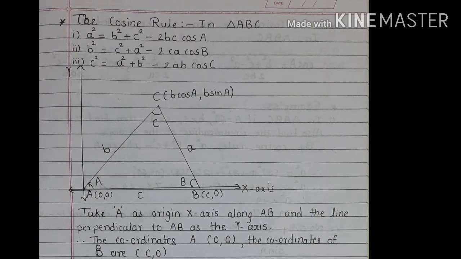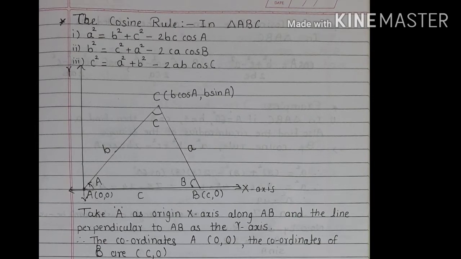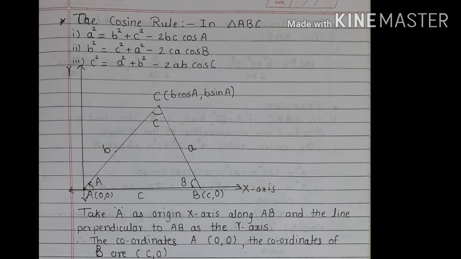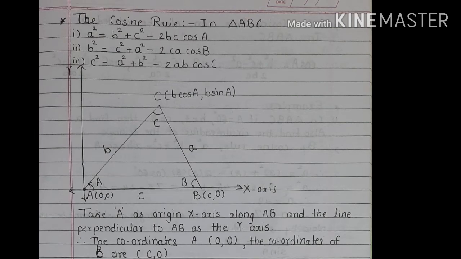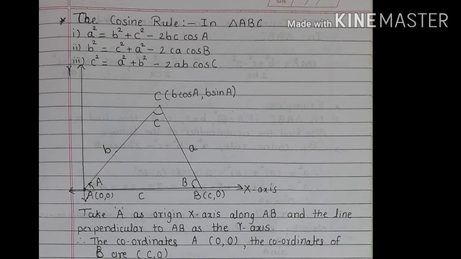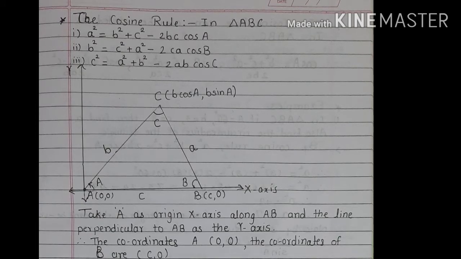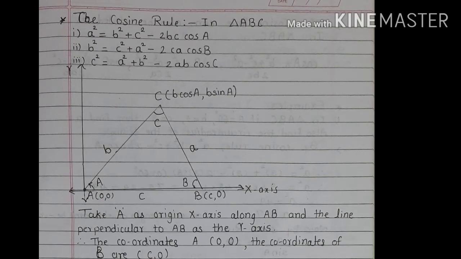Take A as origin, x-axis along AB, and the line perpendicular to AB as y-axis as shown in the figure. As A is origin, its coordinates are 0, 0. We know that AB is in front of vertex C, therefore its length will be c. B is along x-axis, so x coordinate is c and y coordinate will be 0.